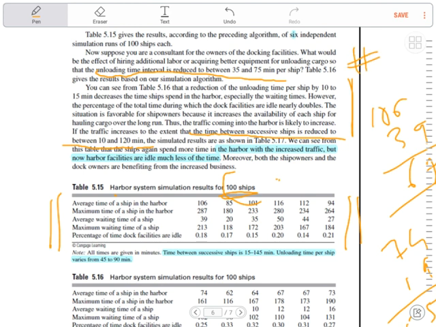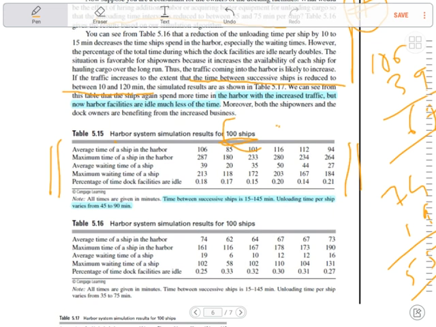Suppose each ship owner tries to maintain minimum time in the harbor. Then what should they do? They should increase the labor, so that once unloading starts, the cargo is unloaded very fast. So suppose this modification is taken into account in the Monte Carlo simulation algorithm, then this is the data simulated for, again, exactly 100 ships.